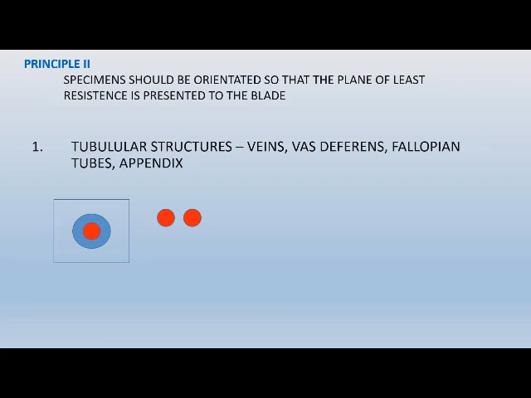Now, the problem comes when we have multiple sections, because you very rarely put just one section of a tube or one section of a vas or one section of an appendix. So we more often than not have multiple sections, and if we embed our tissue side by side like the face of a dice, then we're going to present double the amount of resistance to our blade when we embed it like this.